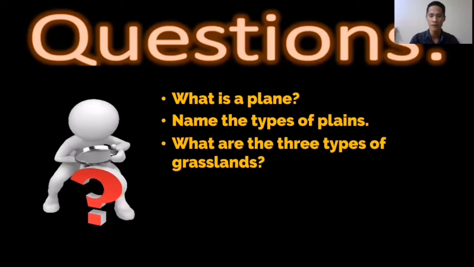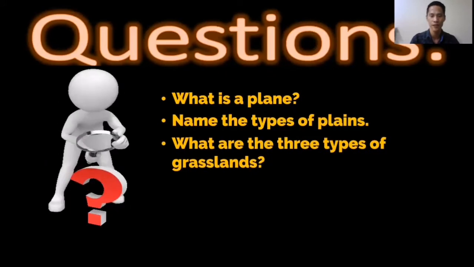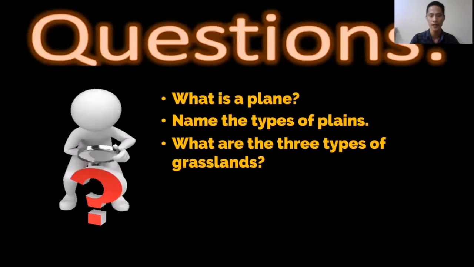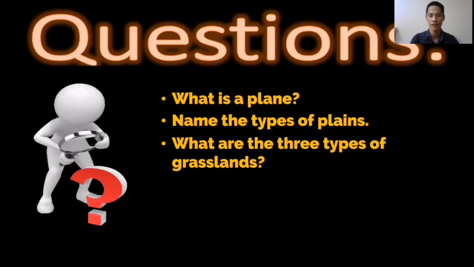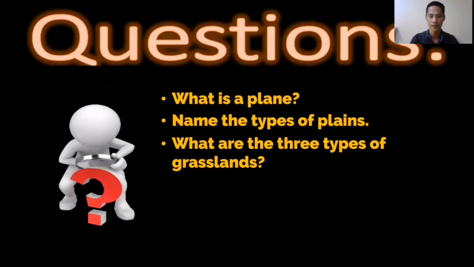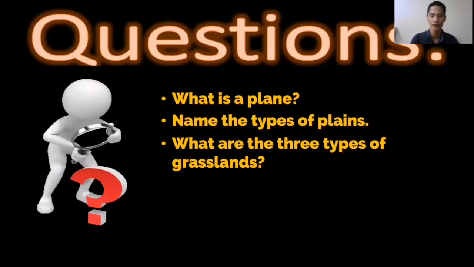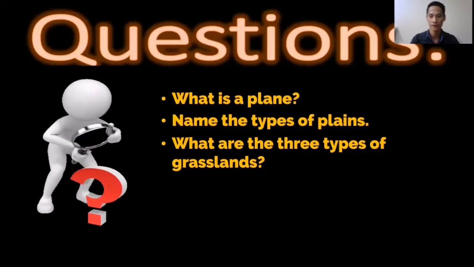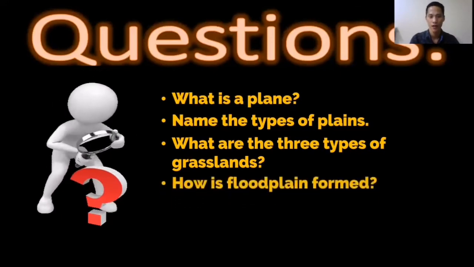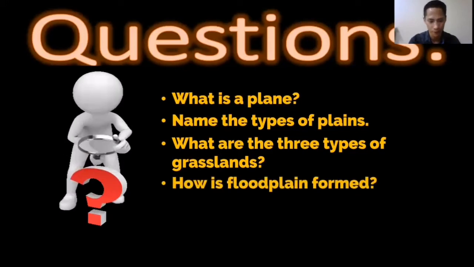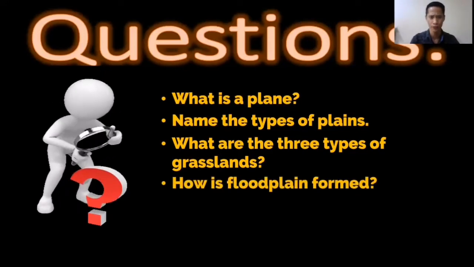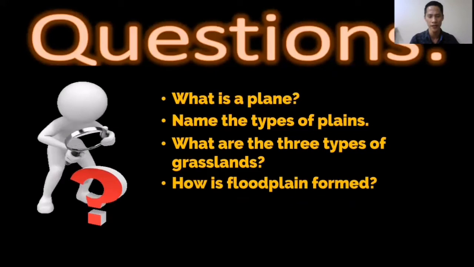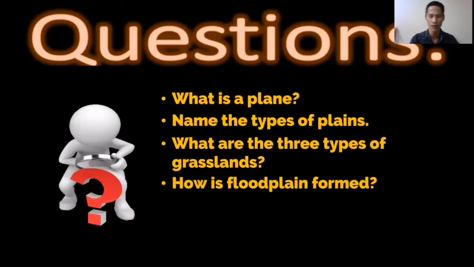What are the three types of grasses? Grassland in North America is called prairie, and the grassland in South America is called pampas, while the grassland in Central Africa is called savanna. Now, how is floodplain formed? Floodplain is formed due to erosion. Erosion washes any soft land, creating flat area on both sides of the river.